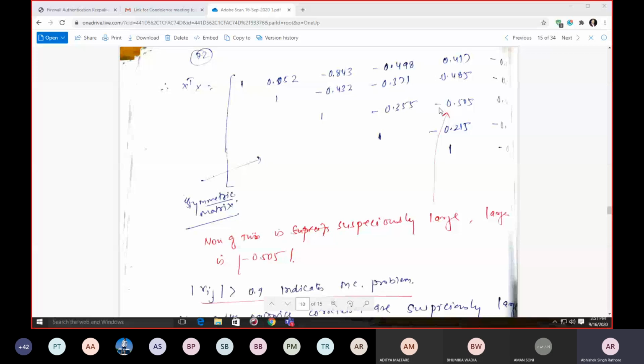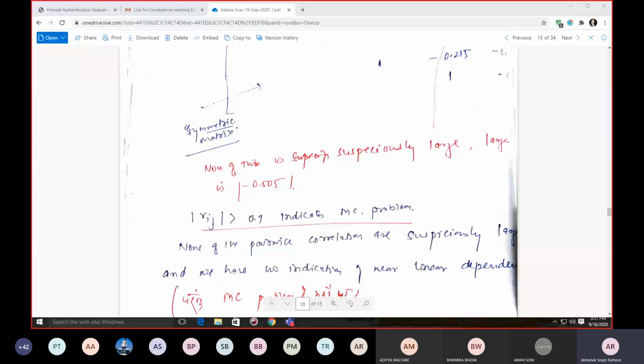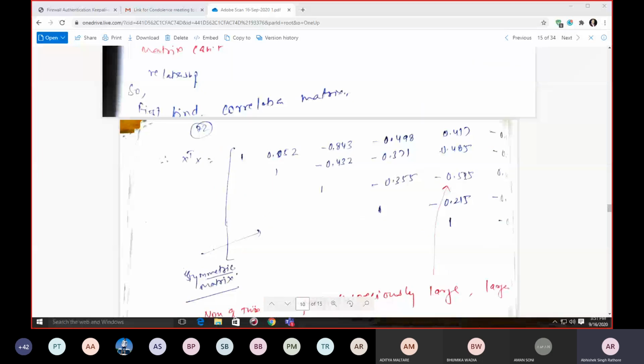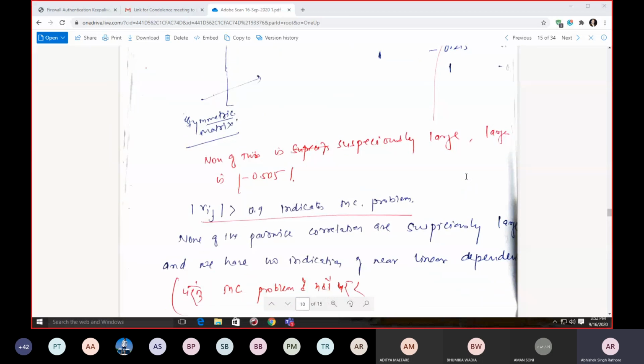Why are we saying that we have a suspicious value? Let's say when we consider Rij greater than or equal to 0.9, it means that we have some multicollinearity problem. But what about this 0.505? It means that we are in moderate correlation, or we can't say that correlation exists, because we have a 50% chance of multicollinearity being available, but we do have some multicollinearity.